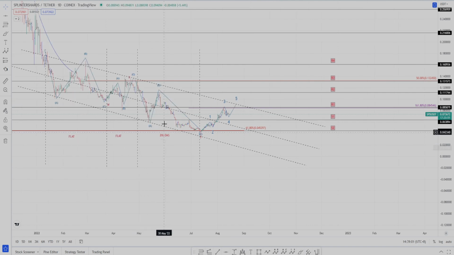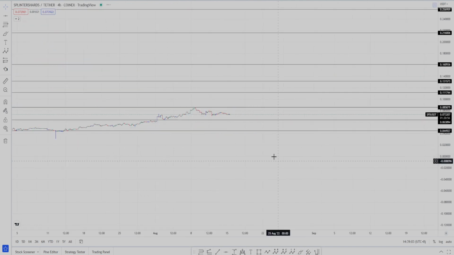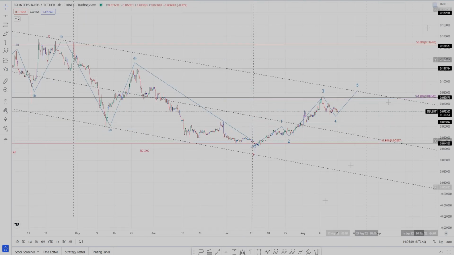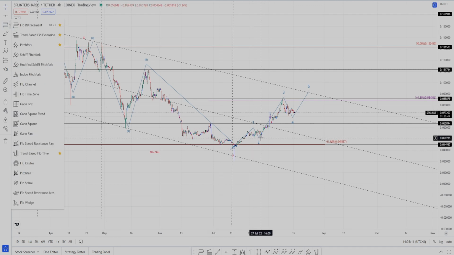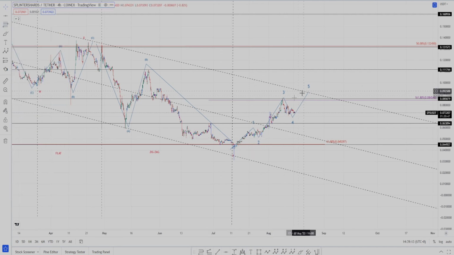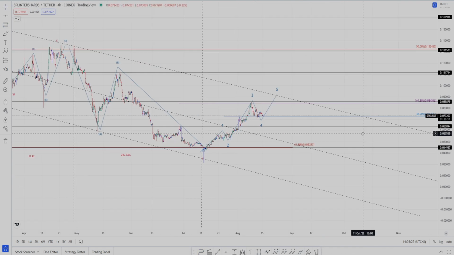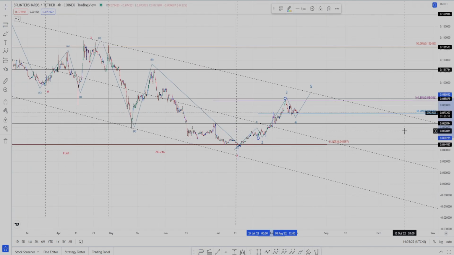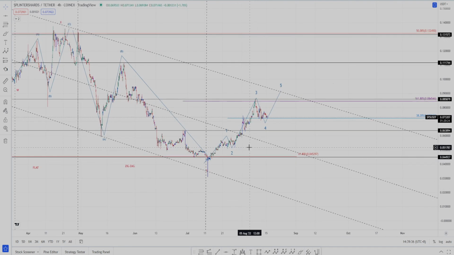I'm just going to zoom in and move to 4 hours so we can see this easier. So we're looking for a 38.2% retracement here. And we've hit that bang on at the moment. This is generally what a wave 4 will look like. It's usually the most shallow in nature of the corrections.